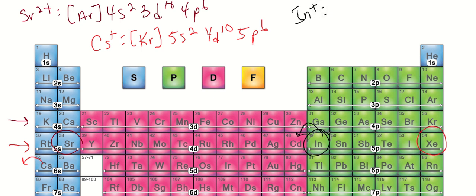The noble gas before number 48, because it had 49 electrons, and losing 1 is 48. The noble gas before that is krypton. So we'll pick it up here from the 5s block, 5s2, 4d10.